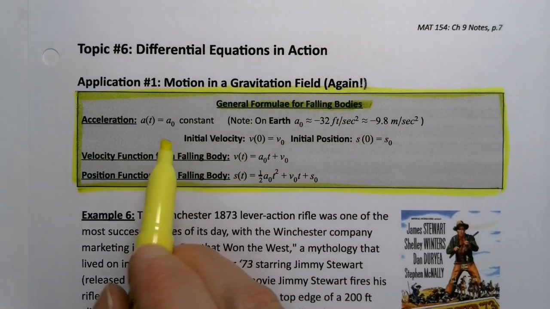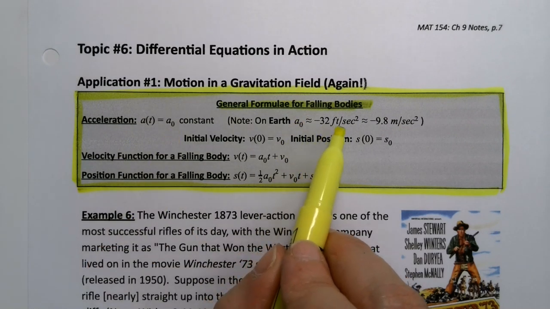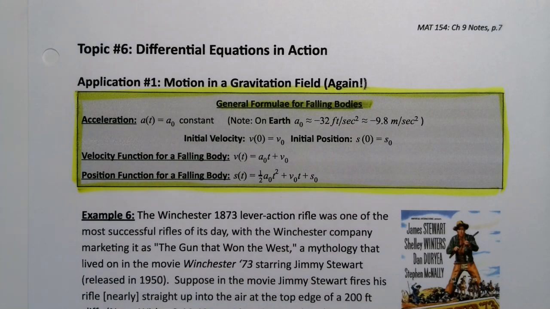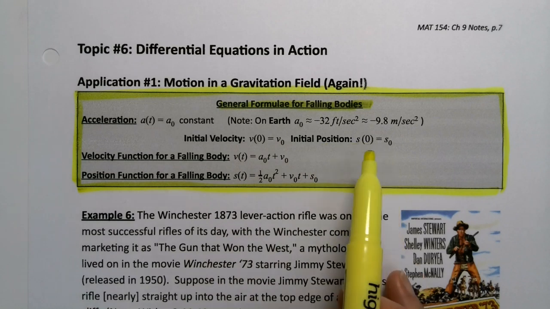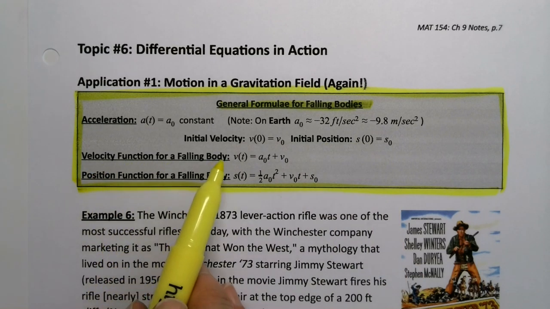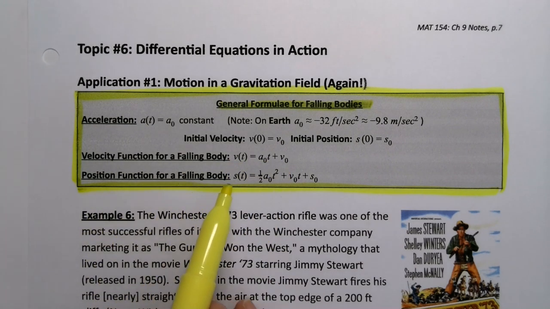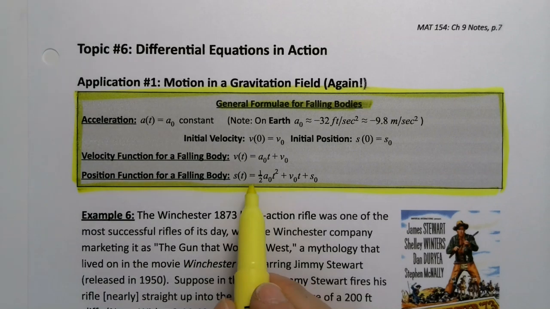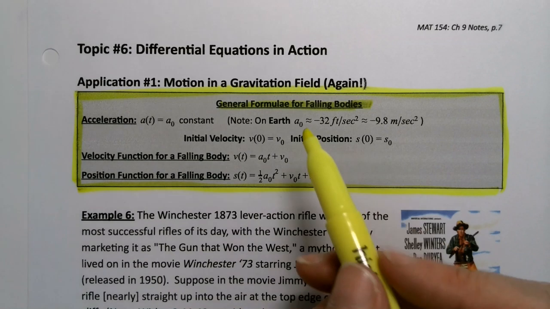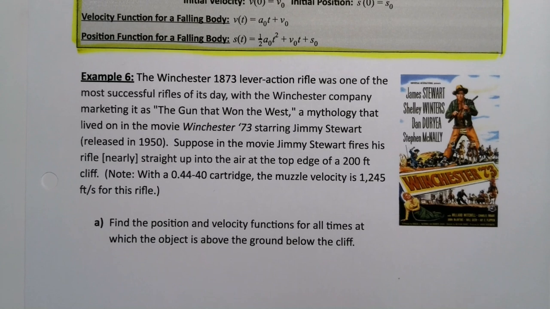So if you have acceleration, which is due to a constant, which is the way it works with gravity on Earth, it's negative 32 feet per second squared, or negative 9.8 meters per second squared. And you have an initial velocity, v0, and an initial position, s0. Then the velocity function for a falling body is v of t equals a0t plus v0, and the position function for a falling body is s of t equals 1/2 a0t squared plus v0t plus s0. Notice that this first term is usually negative because we usually consider acceleration to be negative in terms of its constant.